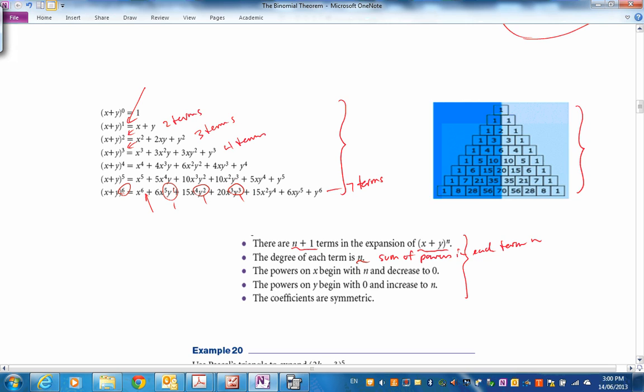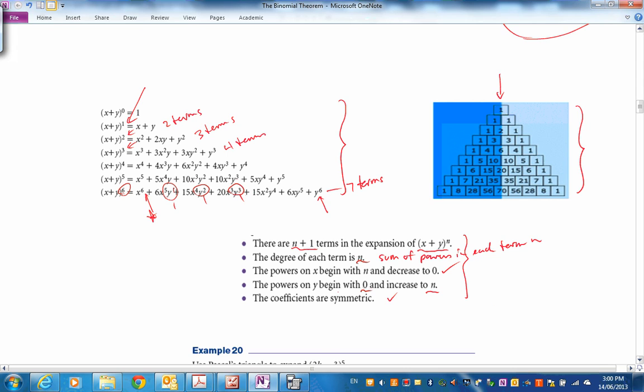The powers on x begin with n and decrease to 0. That is, over here, highest power of x, and then going down to no power of x and highest power of y. The powers on y begin with 0 and increase to n. And the coefficients are symmetric. They've got a symmetry here, and that's what this is saying. See that line down there? On either side of that, there is symmetry.